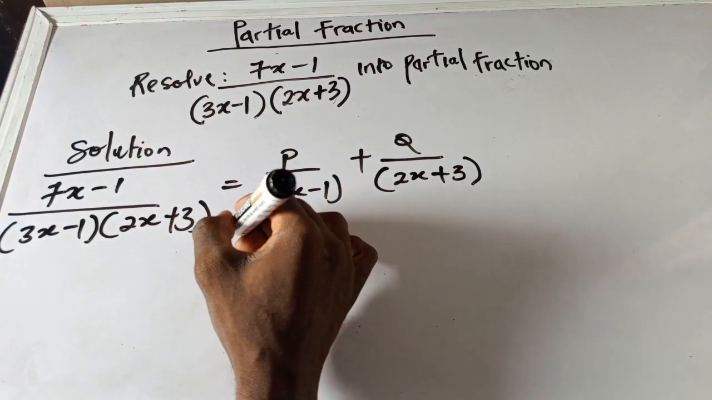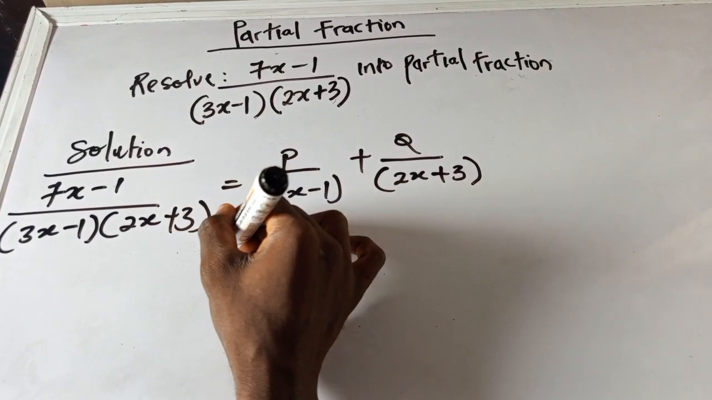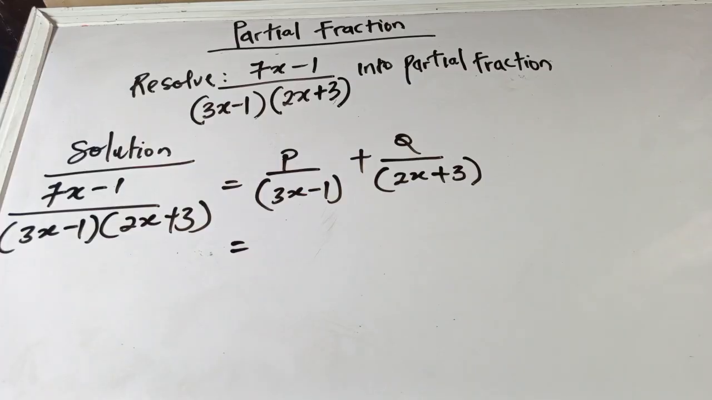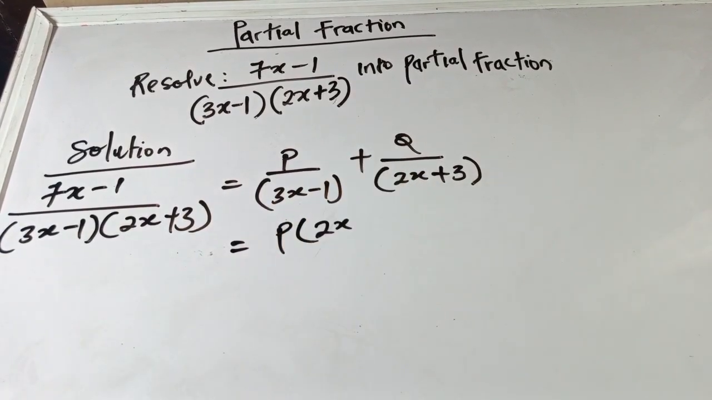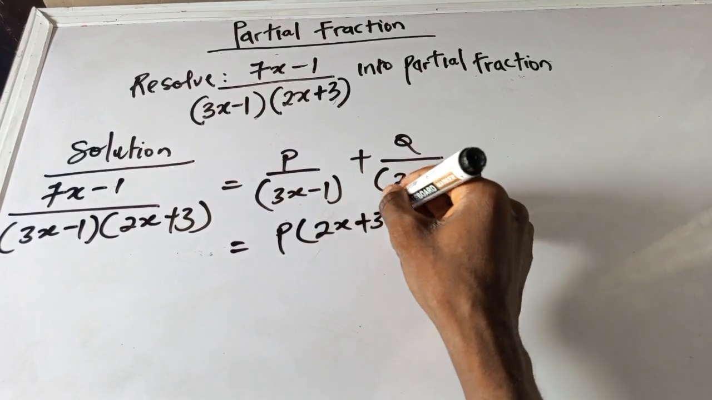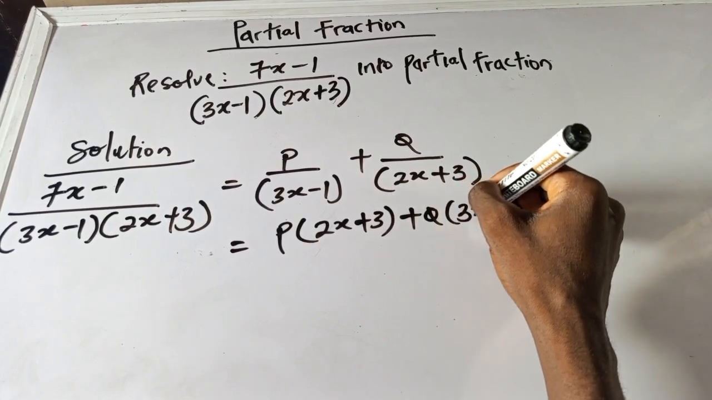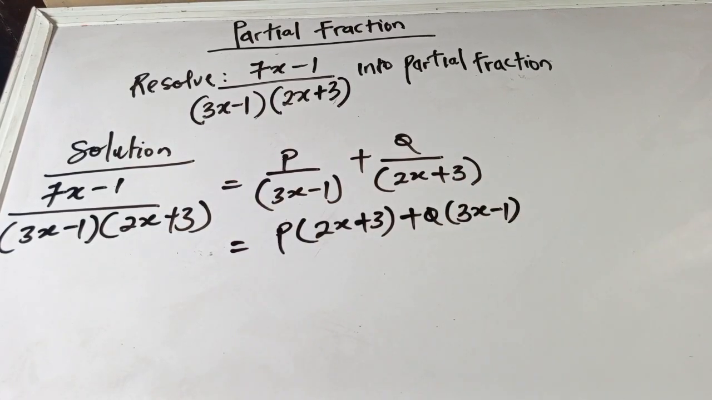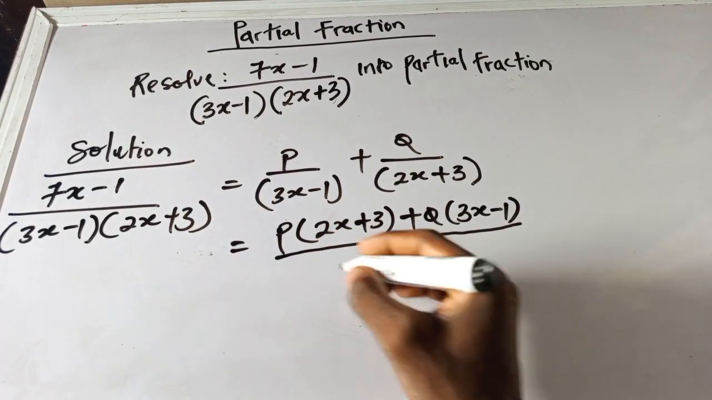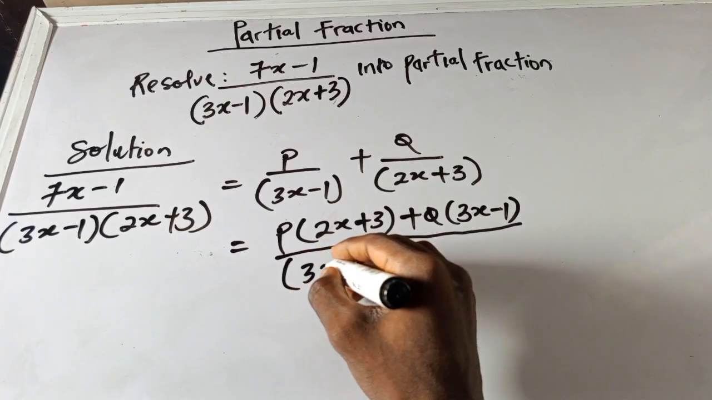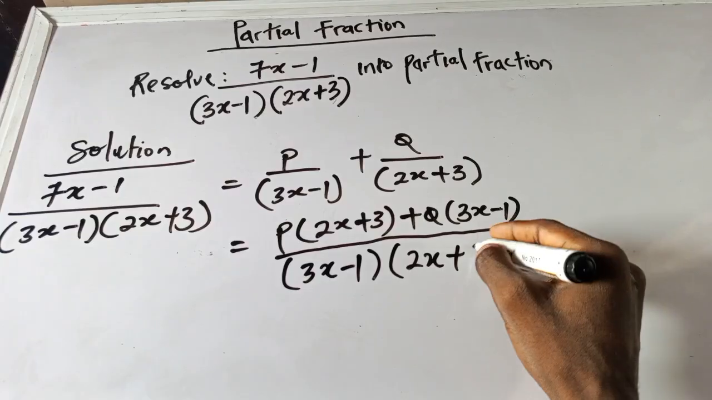Alright. So next, we take the LCM between these two. So we're going to have P into (2x + 3), then plus Q into (3x - 1), divided by (3x - 1)(2x + 3).